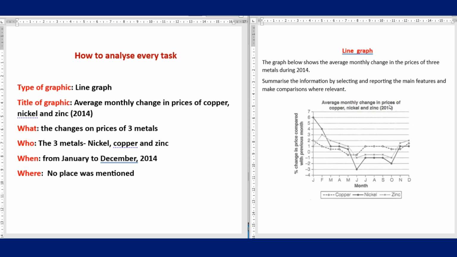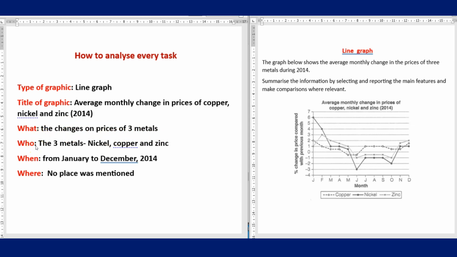So the average monthly change in the prices of copper, nickel, and zinc. So per month, what are the changes in prices that happen in these three metals mentioned? So what is the basic thing? What is the major idea or information in this graph? You know that the question is talking about the changes in prices of three different metals. So we know that this is what the question is talking about.